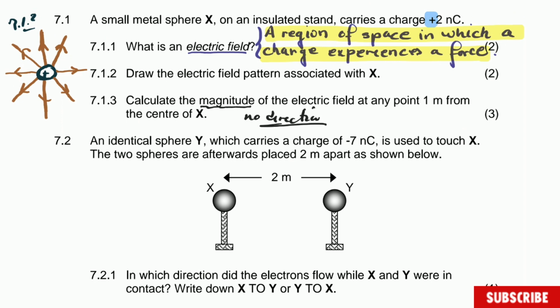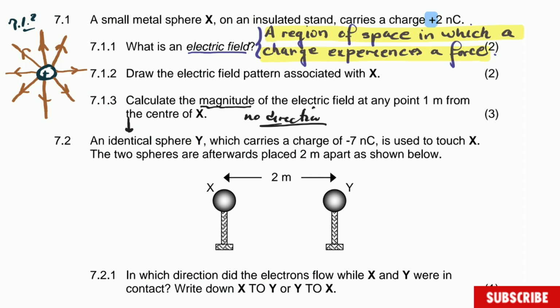Okay, question 7.1: an identical sphere Y, and we already spoke about this one in previous videos. Identical sphere means same shape, it doesn't mean same charge and everything, which carries a charge of negative 7 nanocoulombs, is used to touch sphere X. The two spheres are afterwards placed 2 meters apart as shown below. In which direction did the electrons flow while X and Y were in contact?